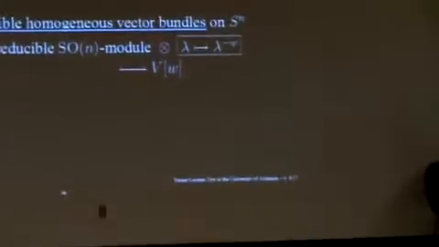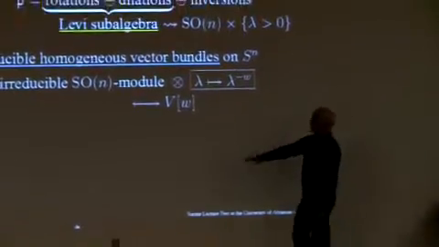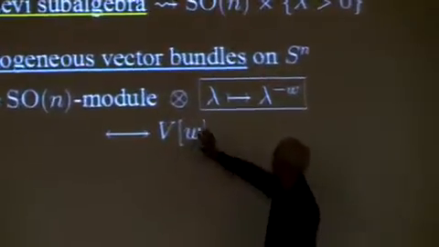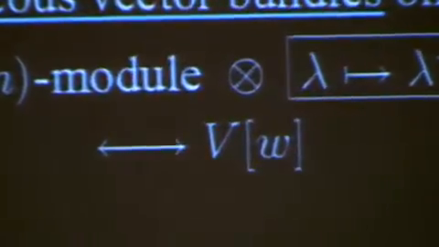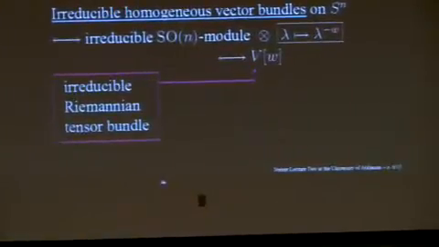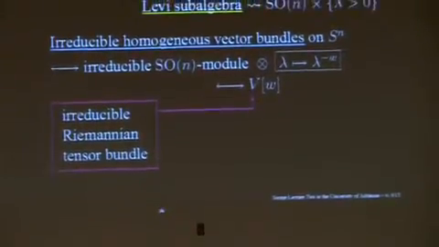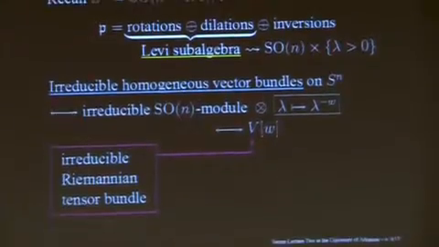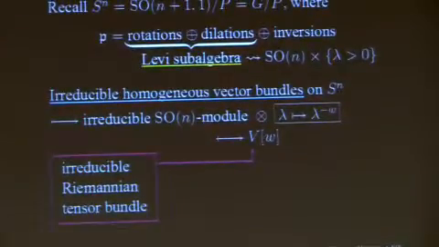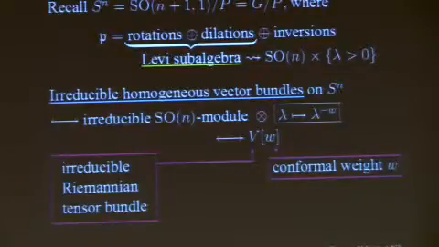One of them is just controlled by a number, W, and the other one is controlled by the representation theory of SON. So the notation is I'm going to write V for an irreducible SON module and square brackets W to mean that this is how the center is acting. So this is an irreducible Riemannian tensor bundle. This corresponds on a Riemannian manifold to just one of the natural irreducible bundles that you would think of on a Riemannian manifold. And then this thing W here is an extra sort of weight that you put on it. That's the conformal weight.